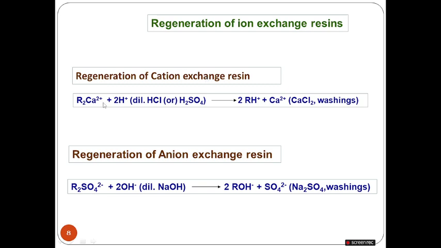The cation exchange resins can be regenerated by adding dilute HCl or sulfuric acid. When you add the dilute HCl or sulfuric acid, it will replace the calcium and magnesium ions present in the ion exchanger. Then again, the cation exchange resin is refreshed or regenerated. Now, the calcium and magnesium are removed as washings. Similarly, the anion exchange resins can be regenerated by adding dilute sodium hydroxide. When you add the dilute sodium hydroxide, the anions present in the anion exchange resin are exchanged with hydroxide ions and the anion exchange resin is regenerated. Then the anions are removed as washings. Okay. In this way, we can regenerate the ion exchange resins.